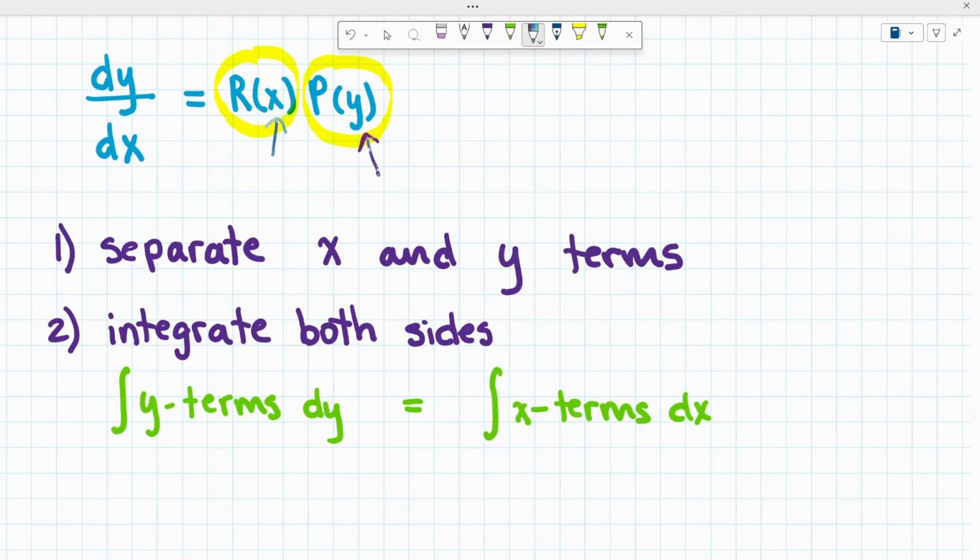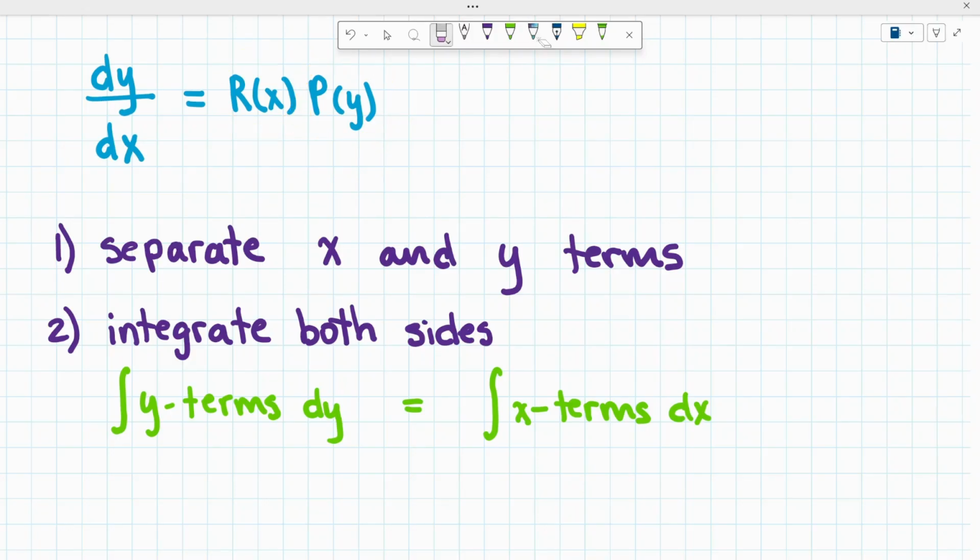Just note that when you're working through problems, it might not always be perfectly in this format right away. You might have to do some algebraic manipulation to uncover if it is truly separable or not. But just beware, because these are one of the easiest and most fun differential equations to solve, so always check if you have a separable one first.